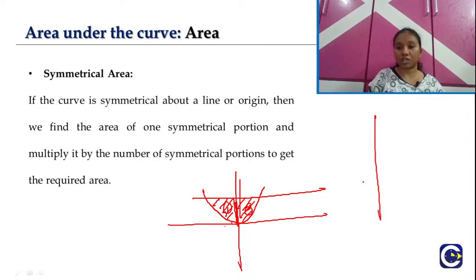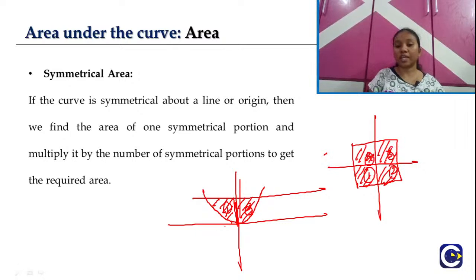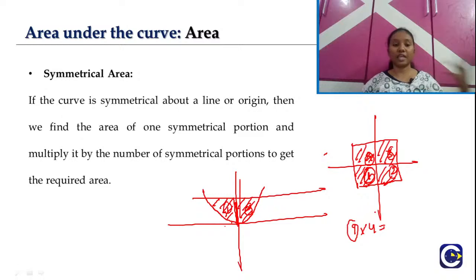If I have a curve something like this, where this is the required area we want to find, I am noting them as parts 1, 2, 3 and 4. By looking at it, we can say all the areas are symmetrical. So if I find one area, I can multiply it by 4 because I have 4 similar areas. This is the easiest way when we have symmetrical area about any line or axis. We can find one symmetrical portion and multiply by the number of symmetrical portions to get our required area.